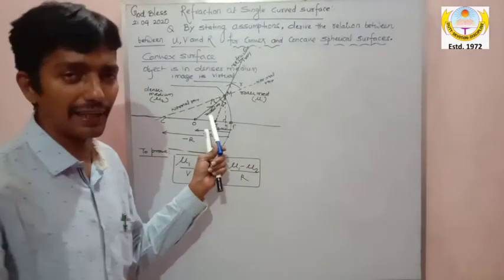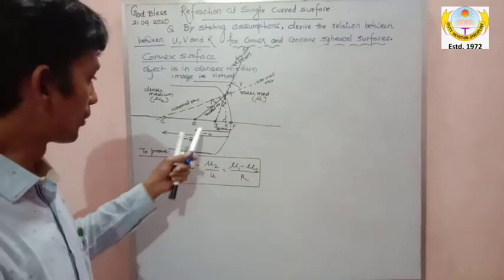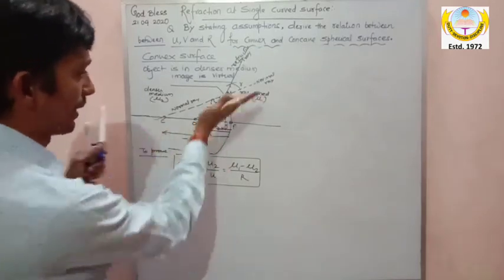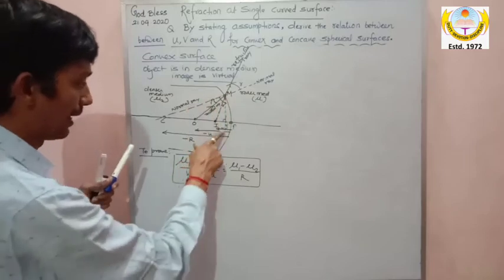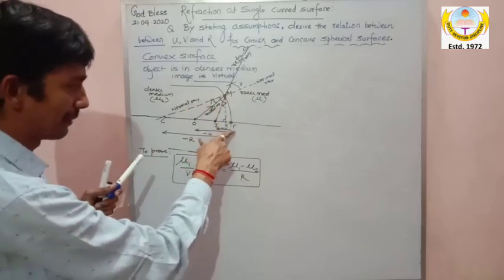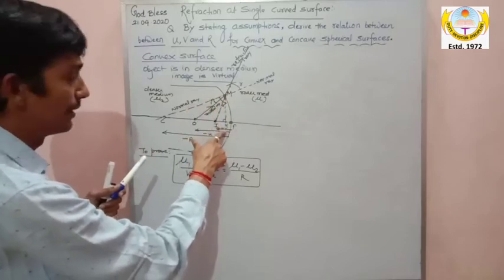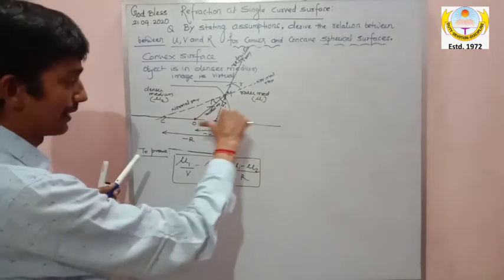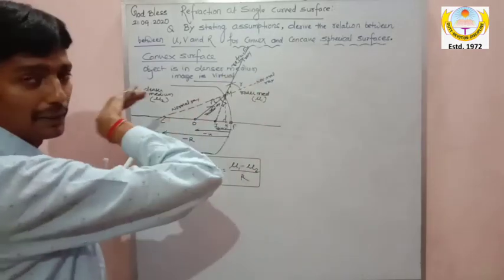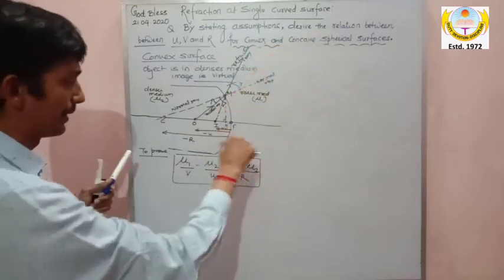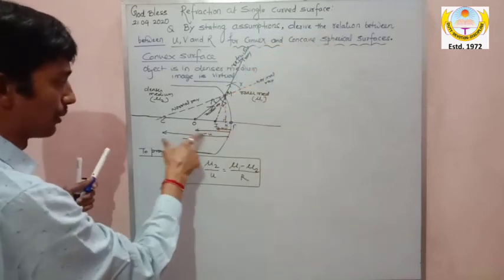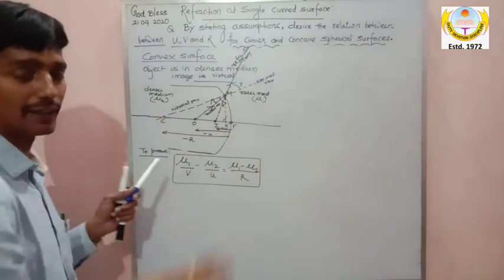I was discussing this diagram in the previous video. After drawing this diagram, with refracted rays bending away from the normal, I have marked that distance P to I is minus V. Why? Because this is against the direction of the incident ray, as the incident ray is going from left to right. So P to I is minus V, P to O is minus U, and P to C is minus R.